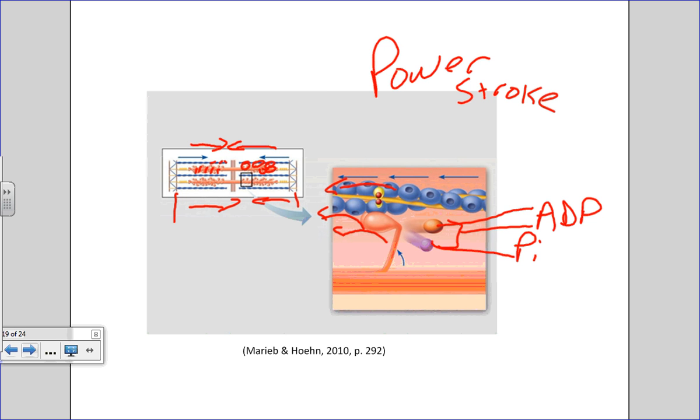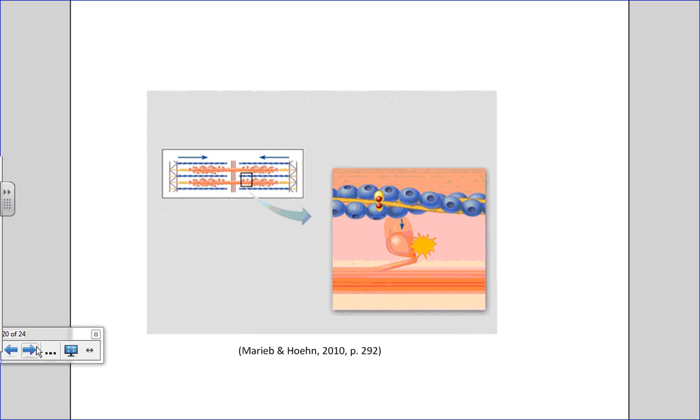Now this myosin head has cocked and pulled on the actin. Now we have to essentially reset this so this myosin head can do this all over again. In order for this to happen, a new ATP has to bind to this head, and that separates this cross bridge. All right, and then the process is going to start all over again.